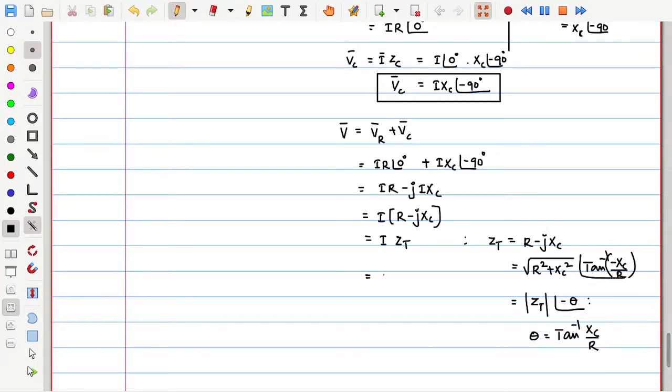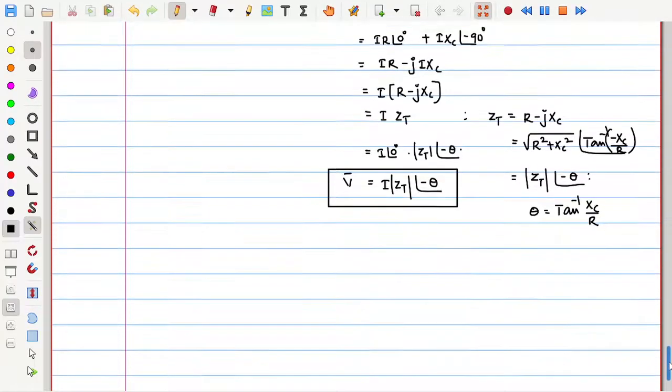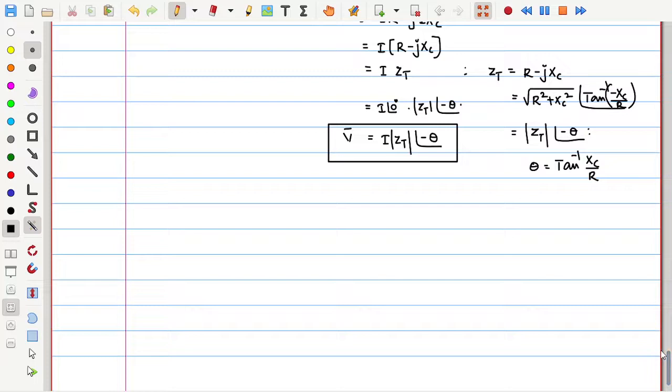Now can I write this as I at an angle 0 into ZT means mod ZT at an angle, tell me, minus theta. So this can be further written as I mod ZT at an angle of 0 minus theta is minus theta. This is what the total voltage across the RC circuit. Now putting all these together, we get the phasor diagram.